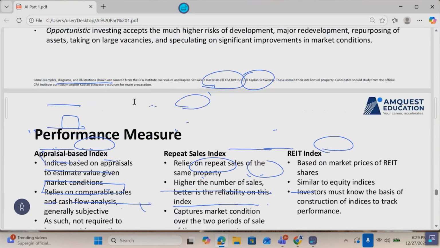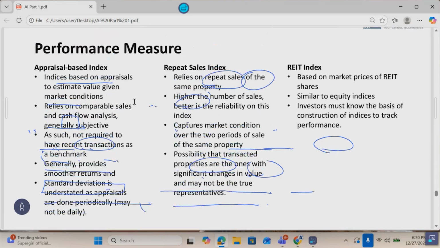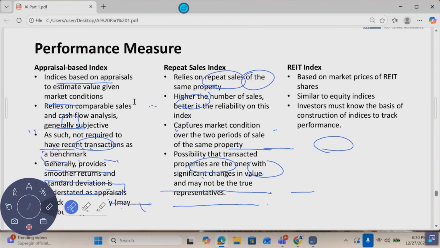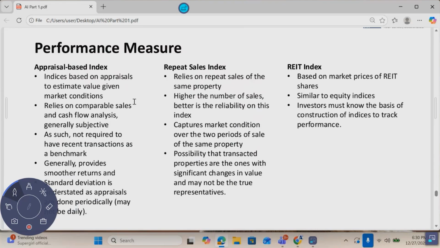Now, what's the performance measure? Meaning, how do you measure the performance for these real estates? Remember, these are not easy to measure because they are private. They're not publicly listed, right? So how do I get a performance? There are various ways. There are some indexes. One is an appraisal based index, where the index is based on appraisals to estimate the value of that property or real estate.